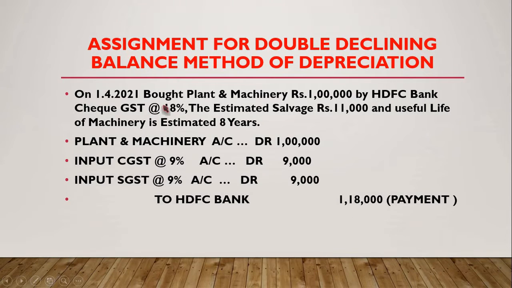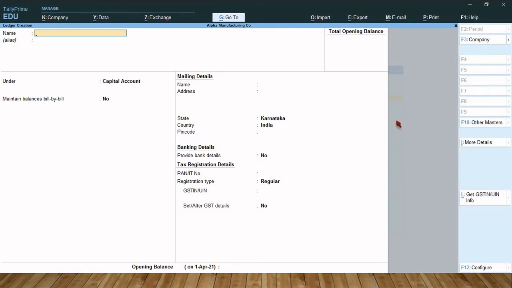On 1/4/2021, bought plant and machinery rupees 1 lakh by HDFC bank cheque, paying GST at 18%. The estimated salvage value is rupees 11,000 and the useful life of the machinery is estimated at 8 years. Now you just pass the purchase of fixed asset entry. So that's why you have to create all these ledgers. First one, plant and machinery.